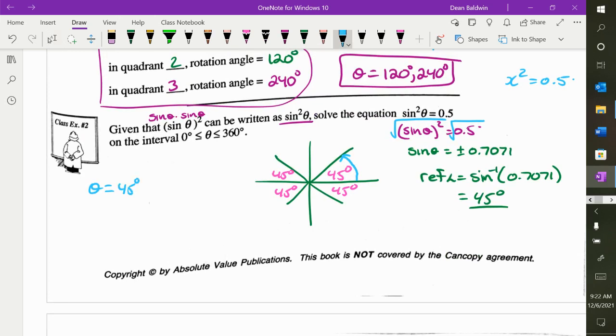We got 45 degrees. If I keep going all the way to there, what do I get? 180 minus 45, which is 135. Keep going all the way to there. 225, whoever said that. And keep going all the way to there is 315. Those are all your answers.